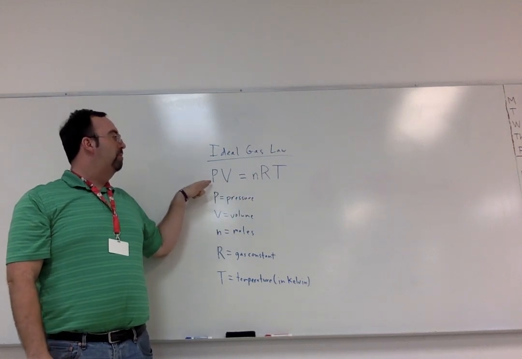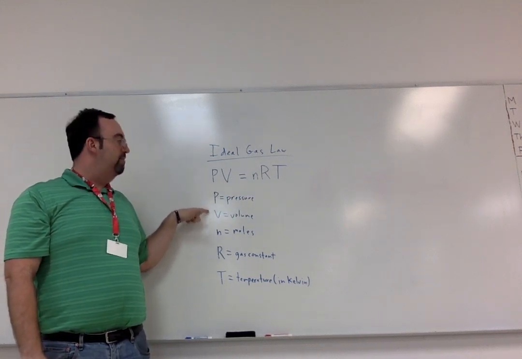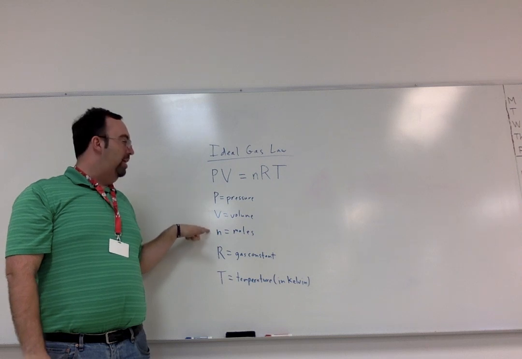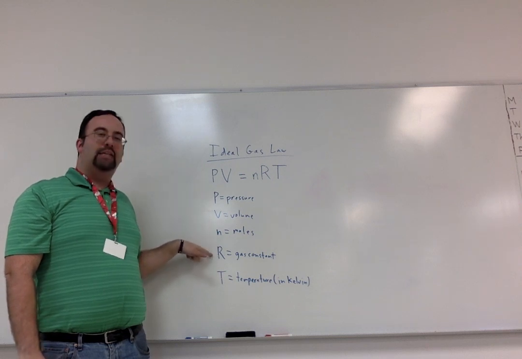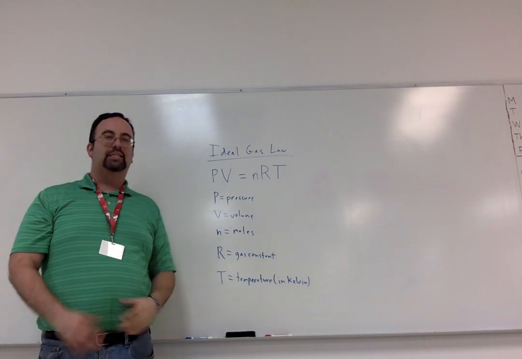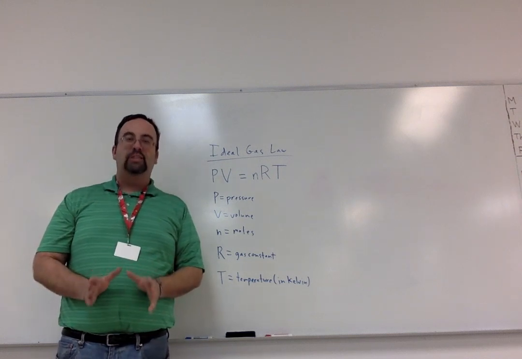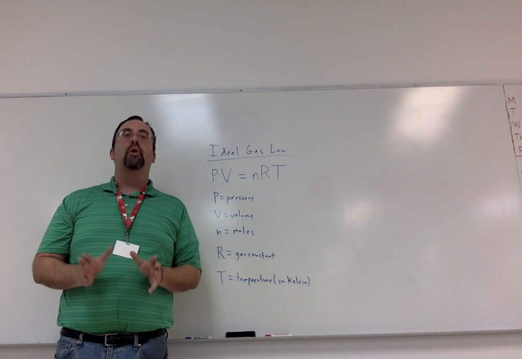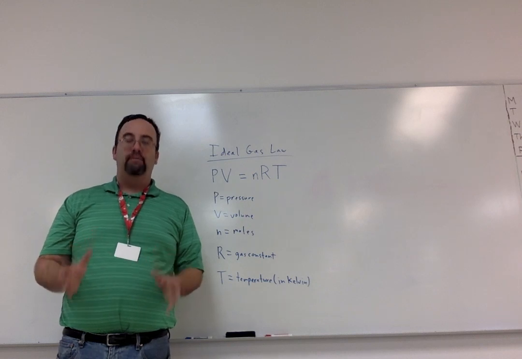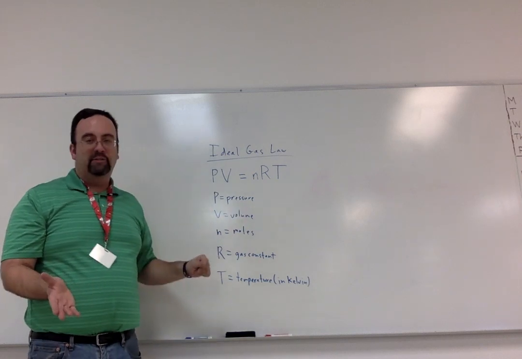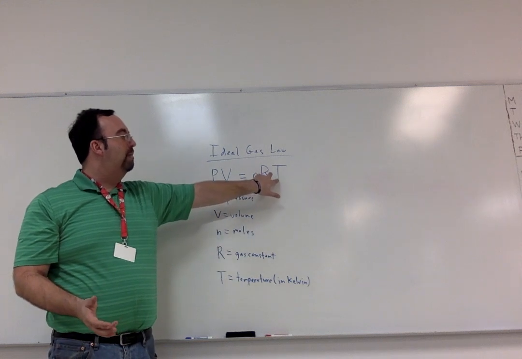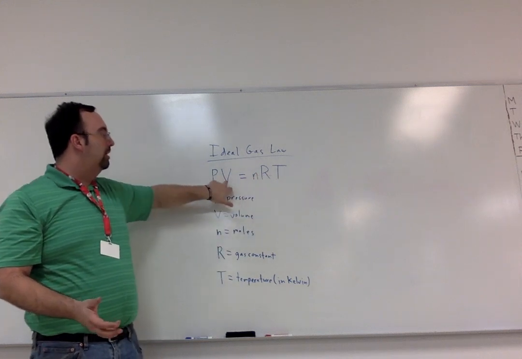So remember, P stands for pressure, V is for volume, n is for moles, R is the gas constant, and T is the temperature in Kelvin. Notice that in this problem, we're looking for moles. And so to make my life easier, and hopefully yours, I'm going to move the RT to the other side.